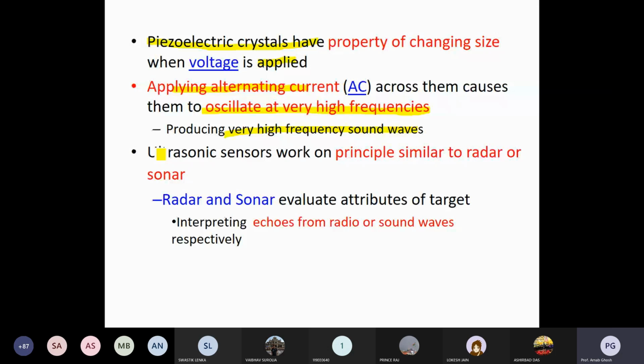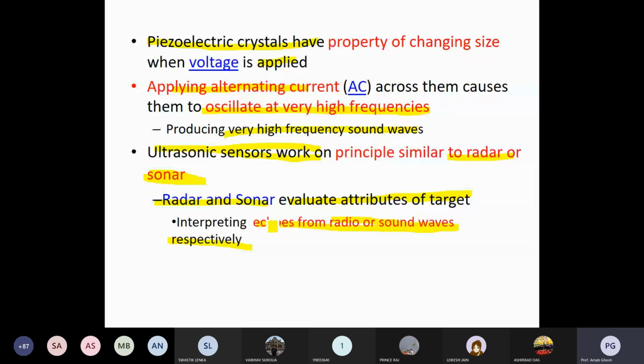The ultrasound sensor works on a principle similar to radar and sonar. Sonar, you know, is in your plus 2 level syllabus. Radar and sonar evaluate the attributes of the target by interpreting the echoes from radio and sound waves respectively. So you are able to calculate the distance by using the ultrasound sensor.